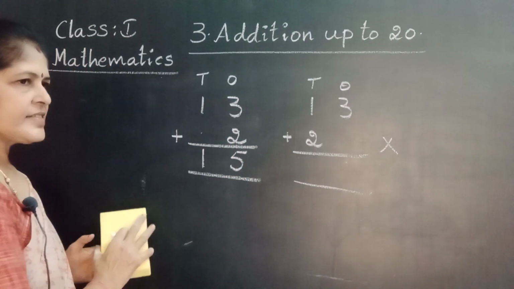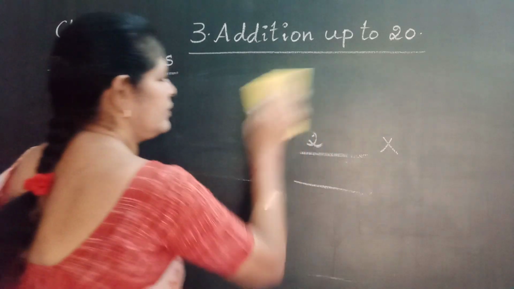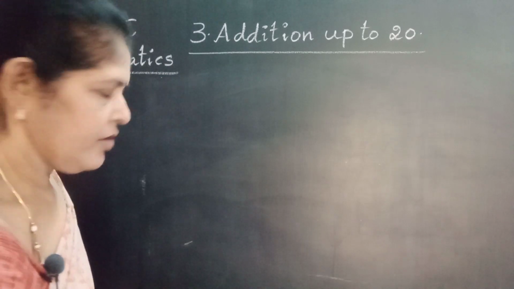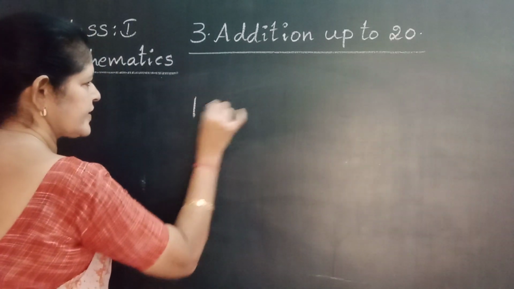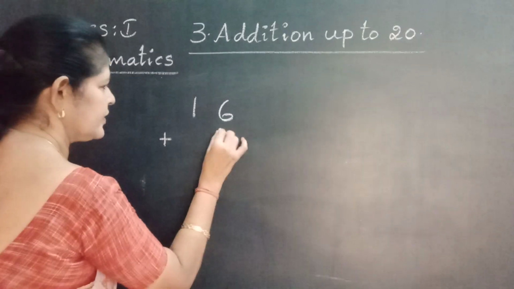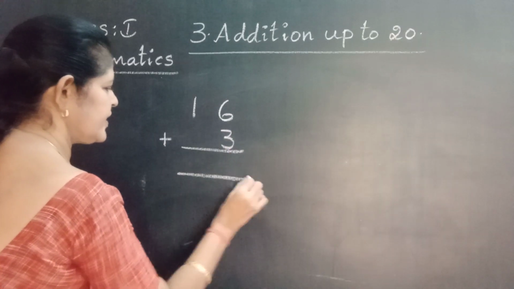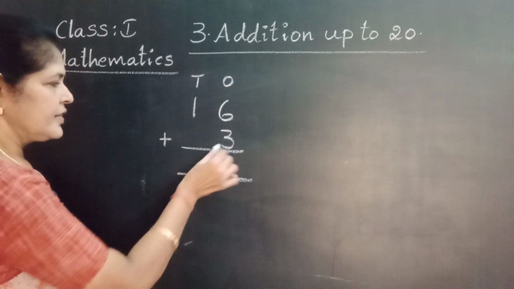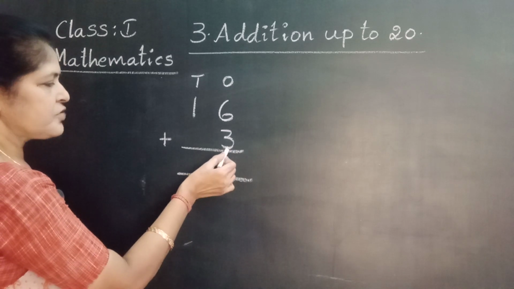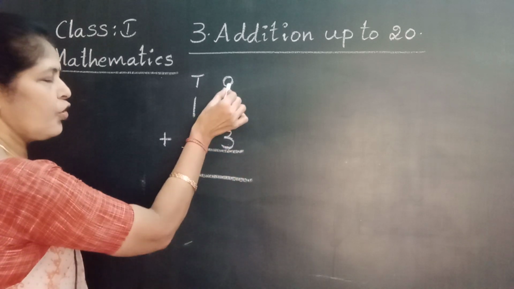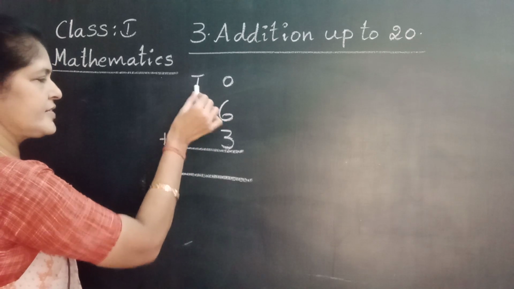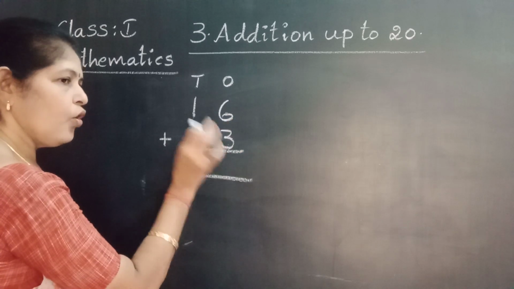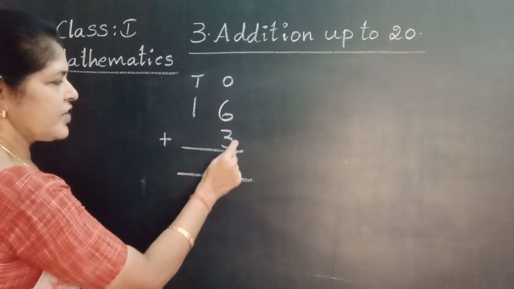Can I show you one more example? Okay. Very easy. Are you understood? 16 plus 3. 16 is 2-digit number. 1 ten, 6 ones. 3 is 1-digit number. That's why we write 3 in the ones place. O for ones, T for tens. 16, 1 ten, 6 ones. 3, only ones. Start addition from ones.